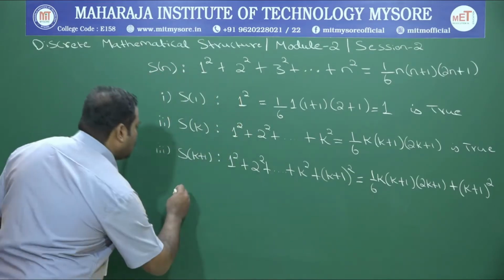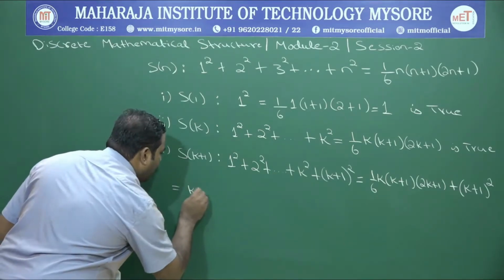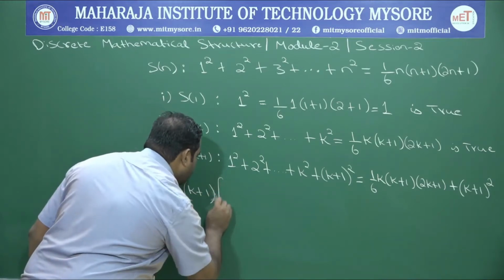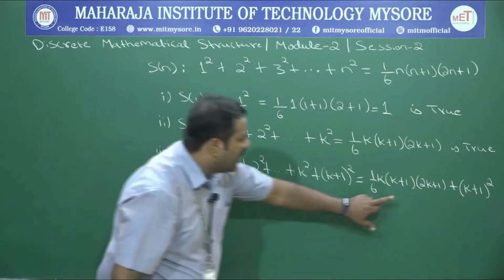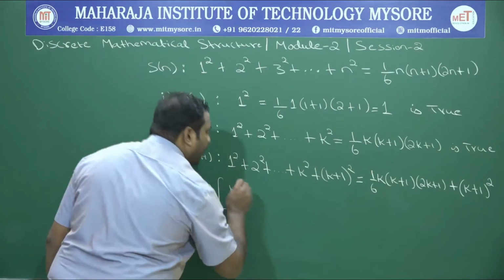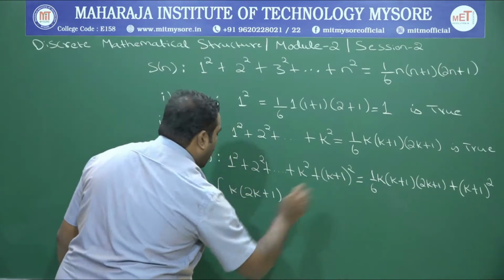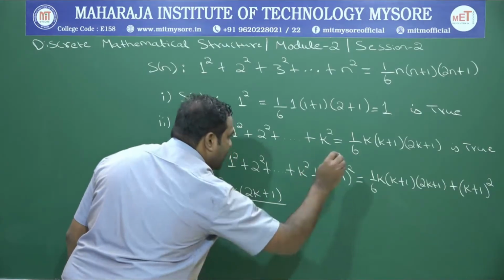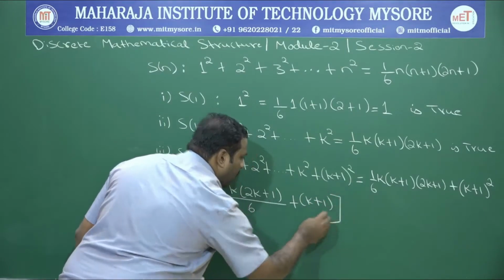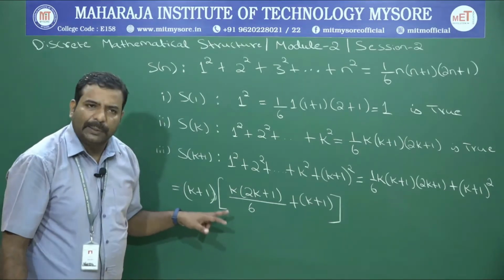Hence, for that, I am going to take k plus 1 as a common factor from this side. This whole thing should be multiplied with k plus 1, which I am taking as a common factor. Hence, I will end up with k into 2k plus 1, and the whole thing divided by 6, plus k plus 1. This is what I have simplified to.